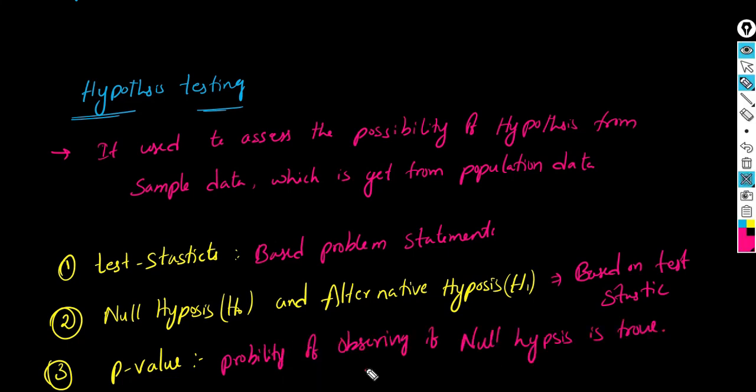And basically we already know the p-value ranges from 0 to 1. We will discuss this when we go through the example to get more clarity. Okay, let's start an example. Let's consider a problem statement for that.